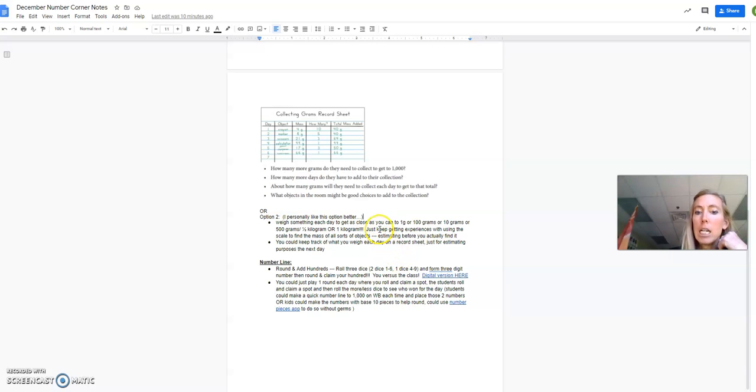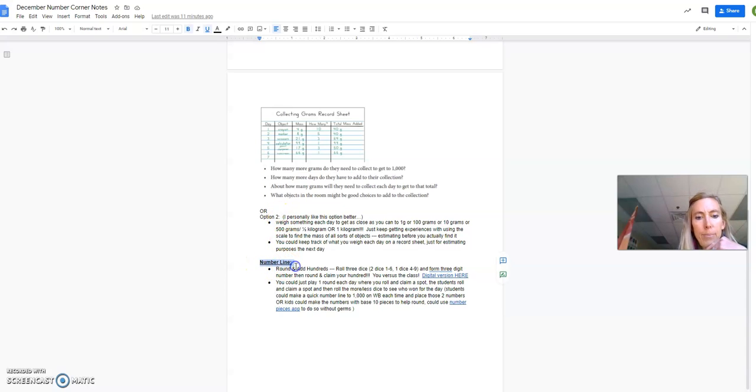Okay, get the idea. And I just say here, just keep getting experiences using the scale to find the mass of all sorts of objects. And before you even find the mass, you could estimate what you think it's going to be based on what you already did the days before. And then on the record sheet, you could just keep track of what you weigh each day, so that they can base their next estimate on those. So I feel like option 2 is just easier and kind of more fun.